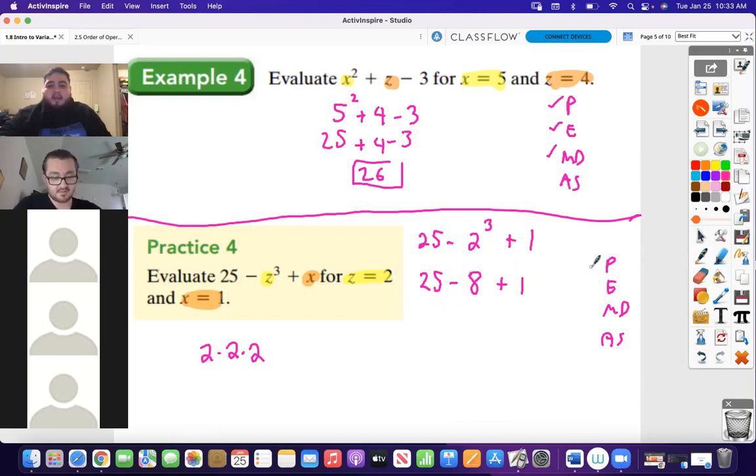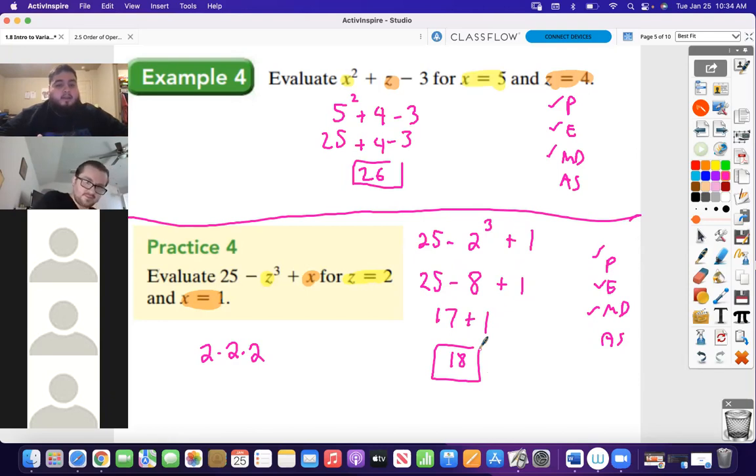So now we're done with exponents. There's no parentheses. We're now going to move to multiply, divide, and add and subtract. We're going to add and subtract from left to right. 25 minus 8 is 17. Bring down the plus 1, which is just 18, and we are done. Does that make better sense, Sophia? Yes, sir. Thank you. No, anytime.